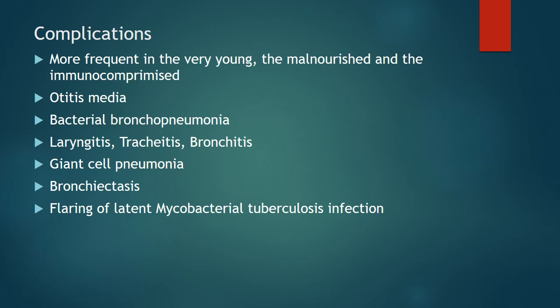So what are the complications of measles? The complications are more frequent in the very young, the malnourished, and the immunocompromised. The complications are otitis media, bacterial bronchopneumonia with superinfection by bacteria, laryngitis, tracheitis, bronchitis, giant cell pneumonia when the measles virus itself causes pneumonia. There can also be flaring of latent tuberculosis and bronchiectasis.